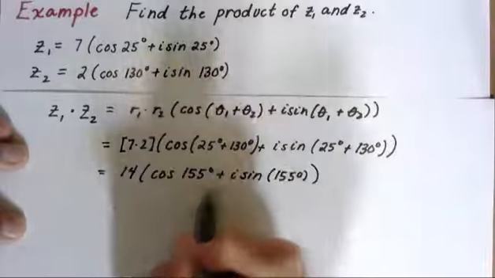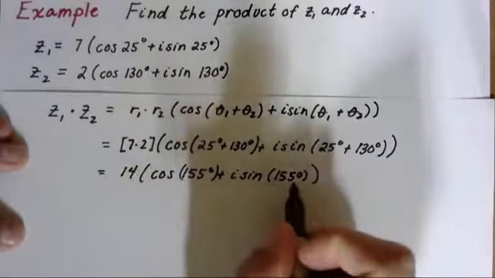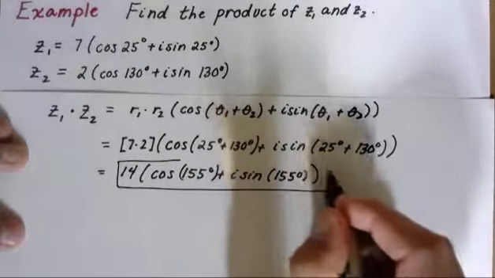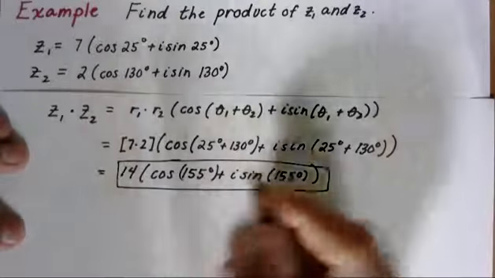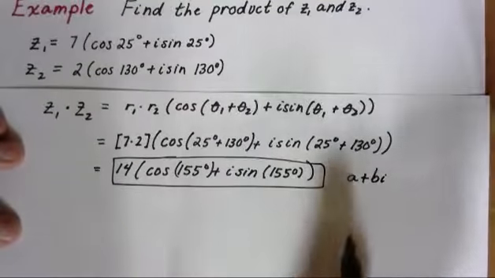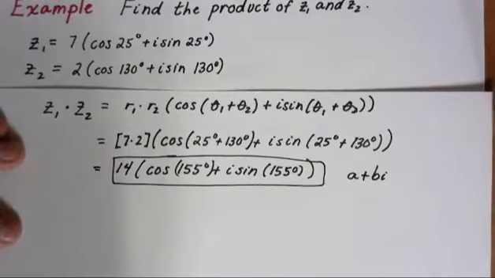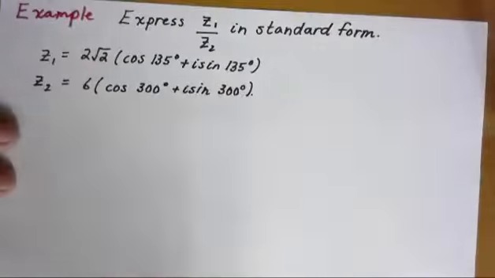Now your degrees better match here, and I put this in function notation. So there is our answer for the product of these two in polar form. I just left it. You could simplify this out and put it in the form of a plus bi if you wanted to. That's standard form, and that's what I'm going to do on the next example. But here, I just want to leave this one in polar form. Okay, so that's the first example of how to multiply complex numbers.